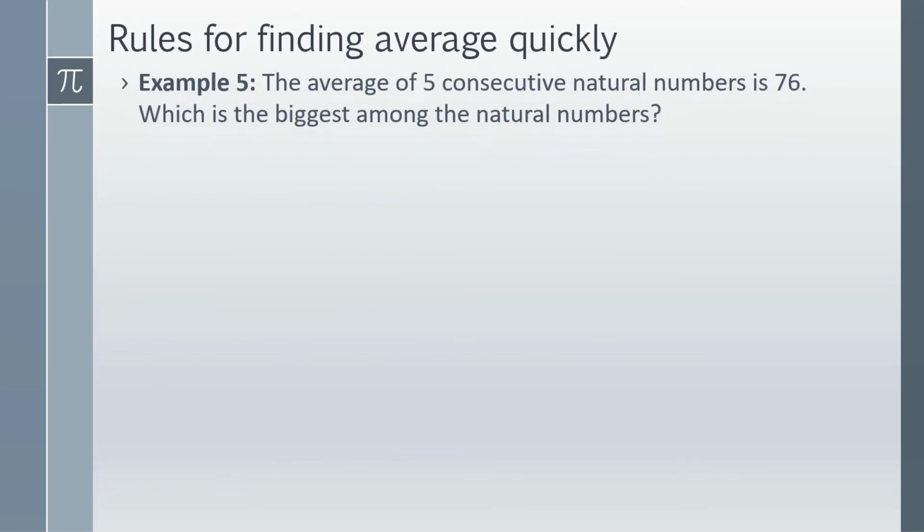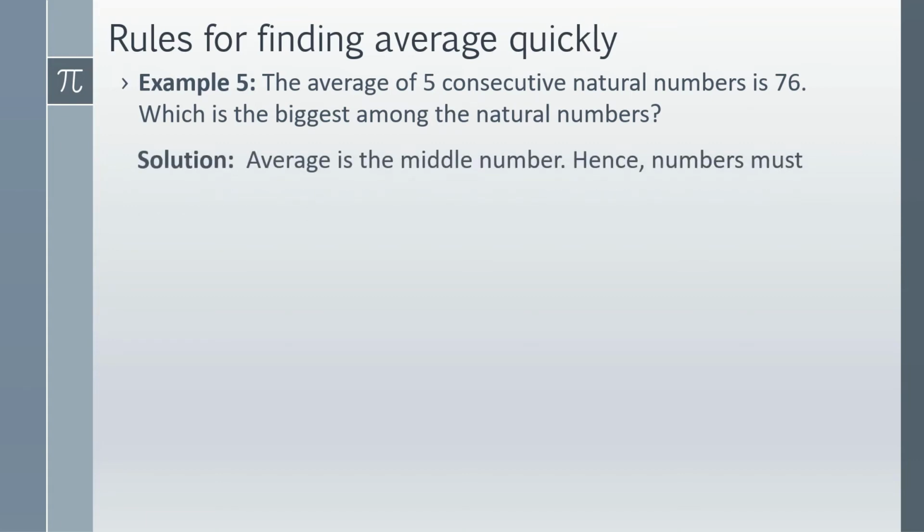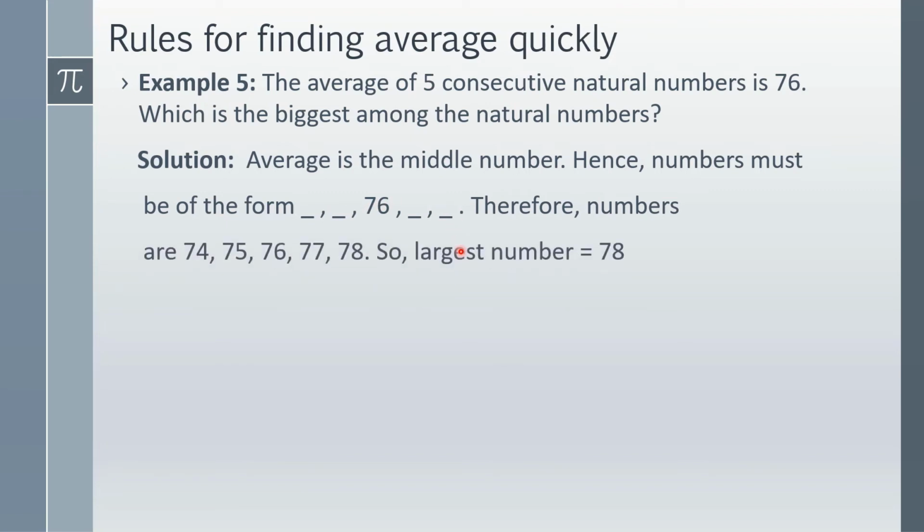Now we'll do some more problems. The average of 5 consecutive natural numbers is 76. We need to find the biggest natural number. We know that the average of consecutive natural numbers is the middle number. Therefore 76 must be the middle number. Thus the numbers must have this form because there are 5 consecutive natural numbers. 76 is the middle number, so there must be 2 numbers to its left and 2 numbers to its right. So the numbers will be 74, 75, 76, 77, 78, and consequently the largest number will be 78.